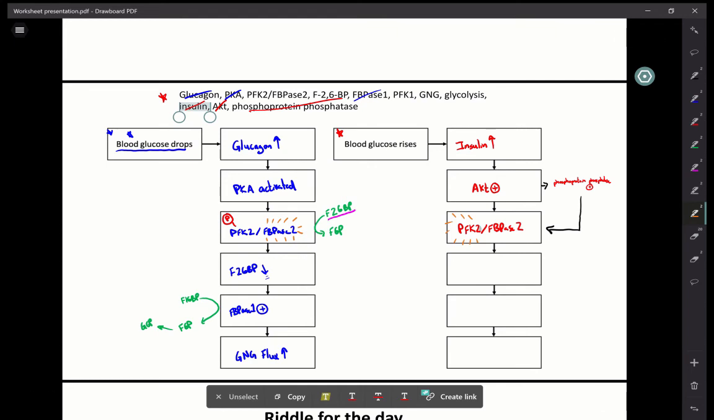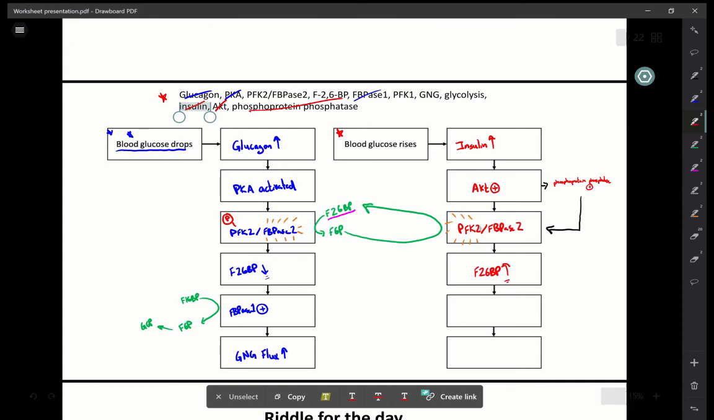Now that is going to start to make fructose 2,6-bisphosphate. So fructose 2,6-bisphosphate, instead of going down, is going to go up. What the kinase domain of this enzyme does is take fructose 6-phosphate and make fructose 2,6-bisphosphate. So that's going to cause this to increase. Notice that we have here an up arrow, right?